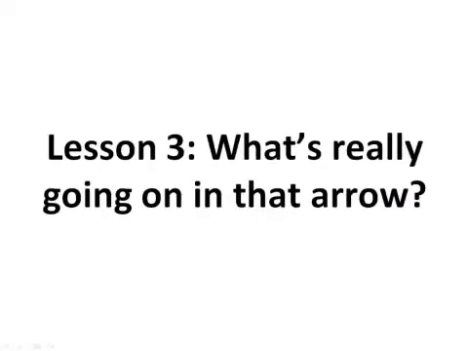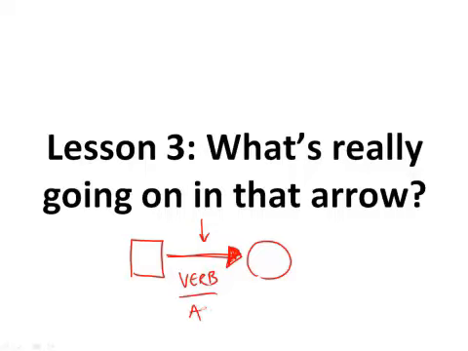Lesson number 3, and then we'll turn this over to some homework. This is a big one. We've been drawing lots of arrows. This thing becomes this thing. What's really going on in that arrow? Because remember, that arrow is a verb. It represents action.